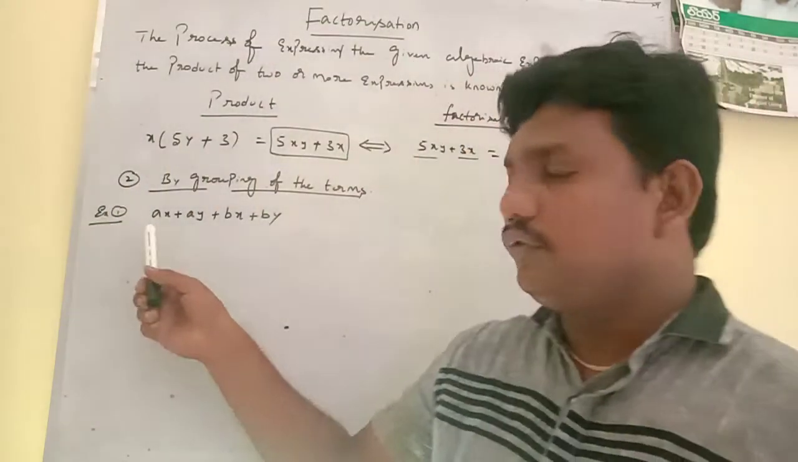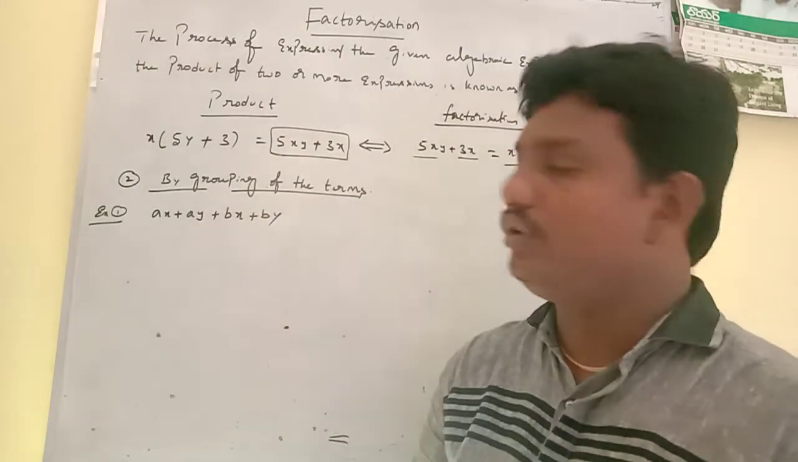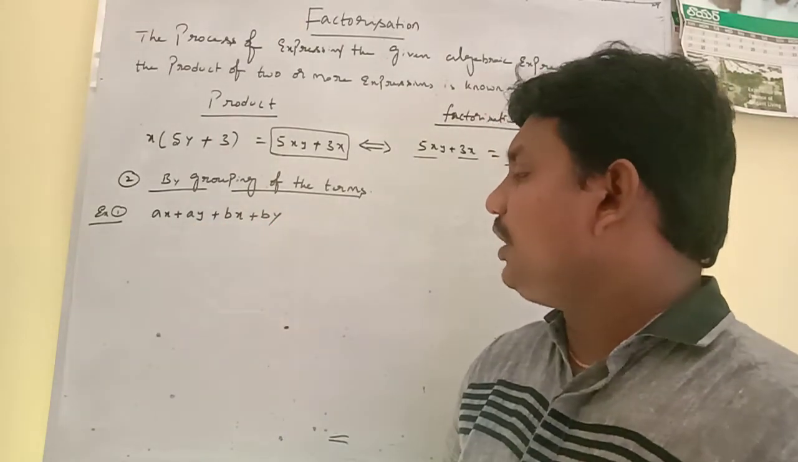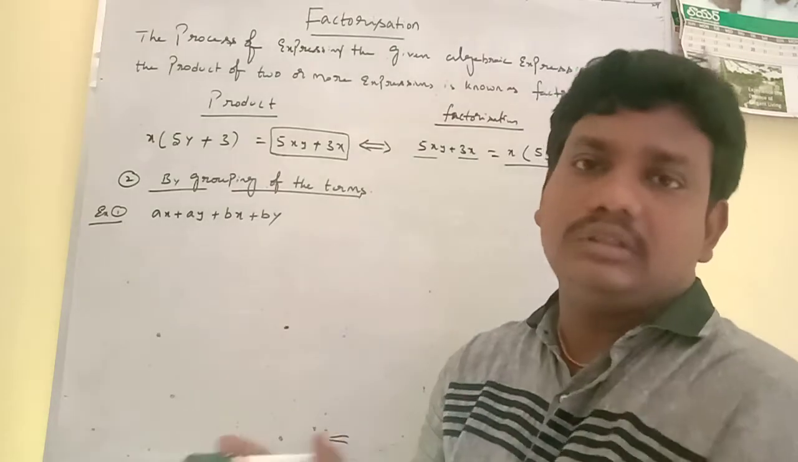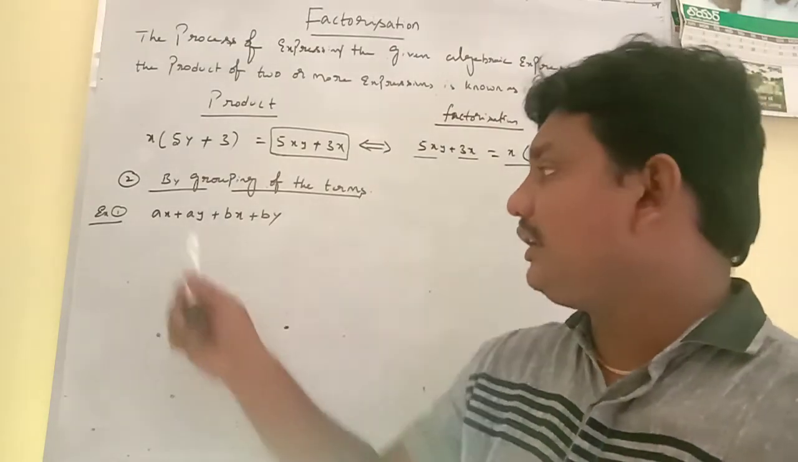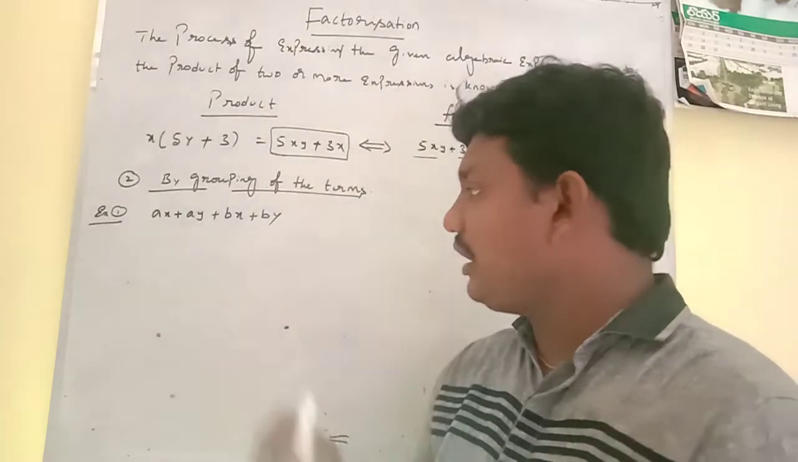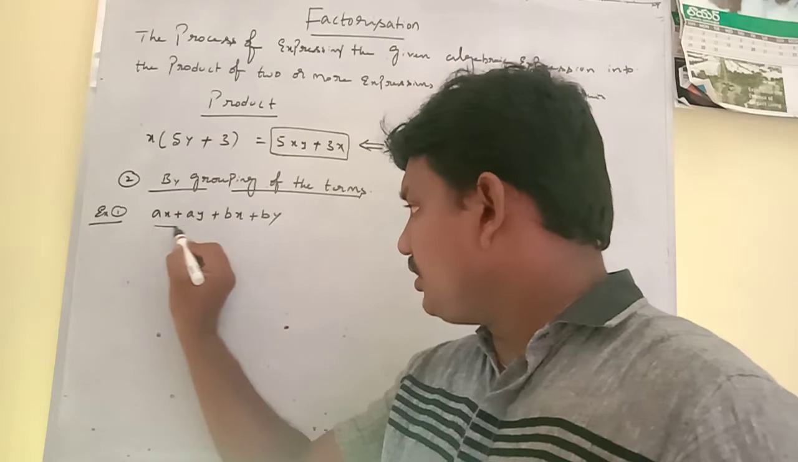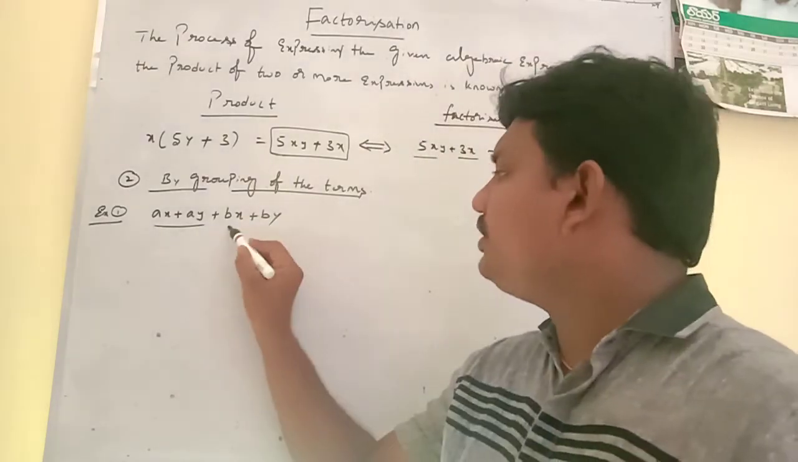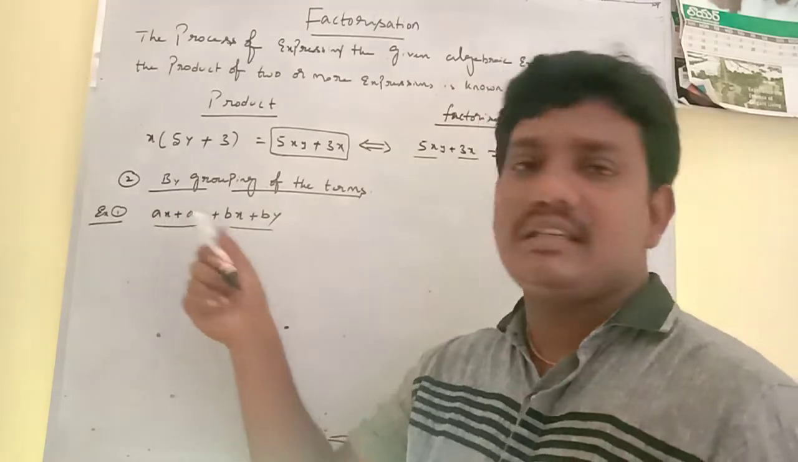Here there are 4 terms: ax and ay, bx and by. In this, we are going to group the terms by taking common factors. Where the common factors exist: in ax and ay, a is common. That's why we consider these 2 terms as one group and these 2 terms as another group, because here b is common, here a is common.